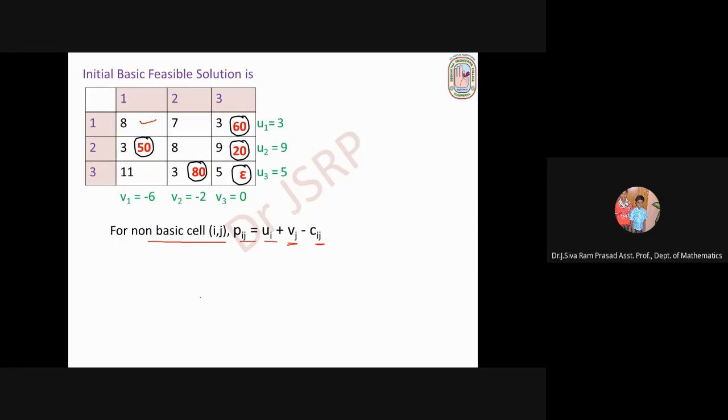Okay, so this is the 1 1 cell. For the 1 1 cell, P11 is the corresponding U value U1 plus the corresponding V value V1 minus the cost 8. Okay, so 3 minus 6 minus 8. So observe, it is negative. Right, here negative. Next, for the 1 2 cell, U1 plus V2 minus the cost 7. That is 3 minus 2 minus 7. Clearly it is negative. Right, here negative.